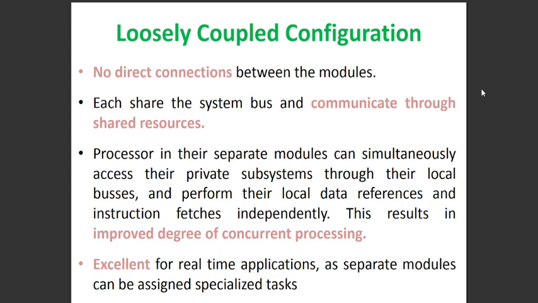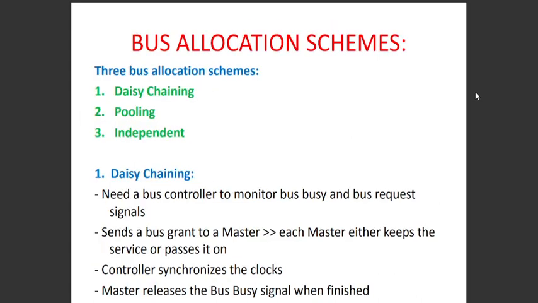The processors in the separate modules can simultaneously access their private subsystems through their local buses and perform their local data references and instruction fetches independently. This results in an improved degree of concurrent processing too. It is excellent for real-time applications, as separate modules can be assigned a specialized task. There are three bus allocation schemes available.